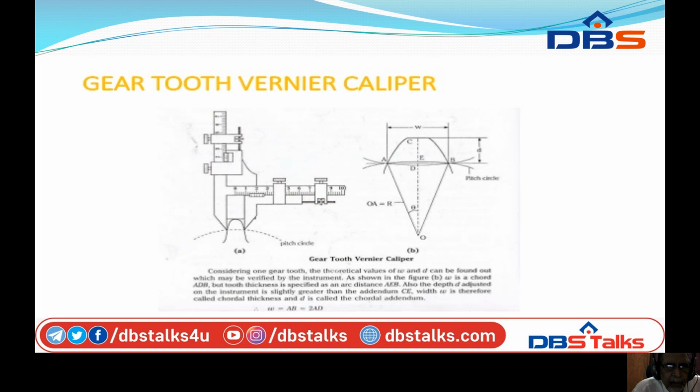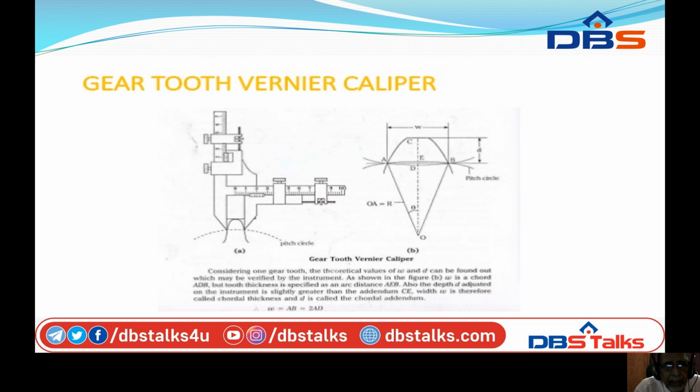You can see here this gear tooth vernier caliper is just like an L shape, that is 90 degrees. And you can see here the gear tooth is inserted between the two jaws. But the measurement will be taken over the pitch circle, that is from the top of the gear tooth, there will be some obstruction by which the tooth doesn't enter inside.